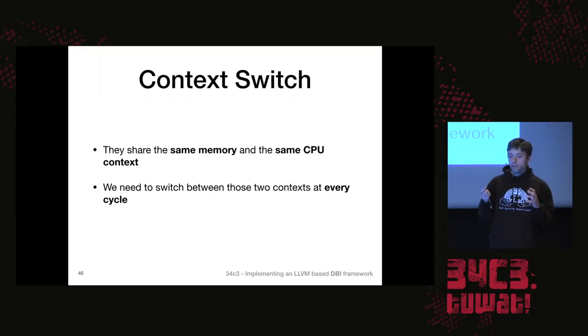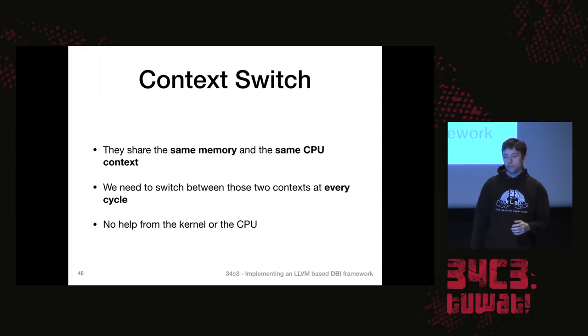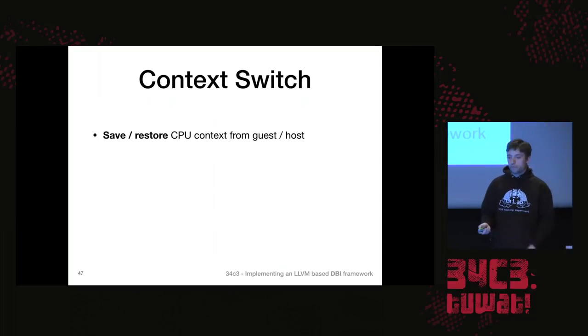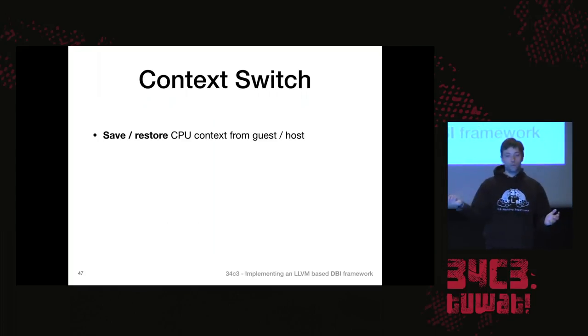And this means that we're going to need to switch between the two contexts of the host and the guest at every cycle during the execution. However, we do not get any help from the kernel or the CPU because this is not a VM. We're not going to use a virtualization extension and things like that. So this basically means saving and restoring the CPU context from the guest and the host and vice versa every time you switch between the two.